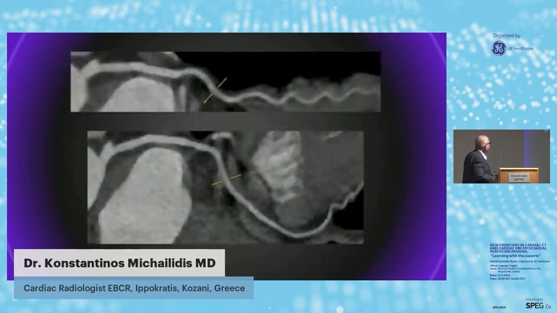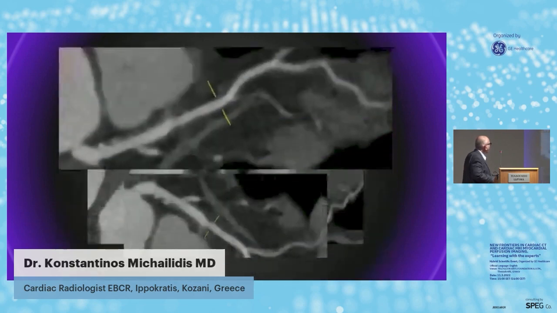On the other hand, the other brother, he had a very nice circumflex again. Actually, this is a dominant circumflex. Here is an obtuse marginal, and this is the circumflex. And he had these partially calcified plaques in the first third of the LAD, in the proximal LAD. Both of them cause minimal stenosis, like you can see here. Both brothers have minimal stenosis.